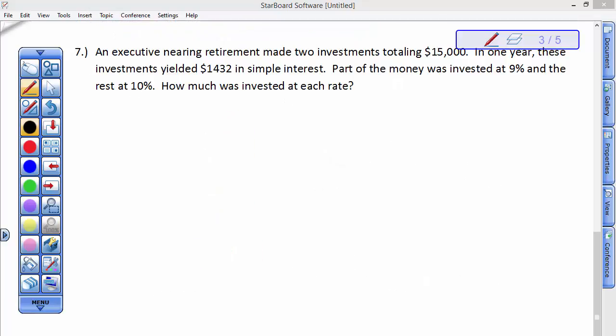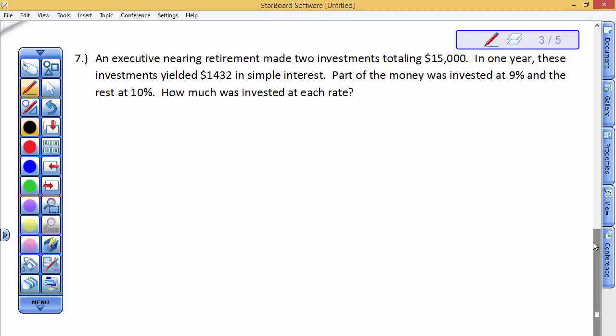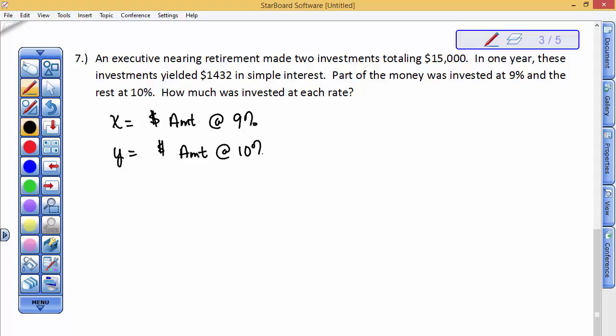Okay, let's set up another story problem. An executive nearing retirement made 2 investments totaling $15,000. So maybe one was $5,000 and one was $10,000. We do want to find out how much was invested at each rate. So let's let X represent the dollar amount invested at 9%. And let's let Y represent the dollar amount invested at 10%. So we invest a total of $15,000. So my total equation might be X plus Y equals $15,000.